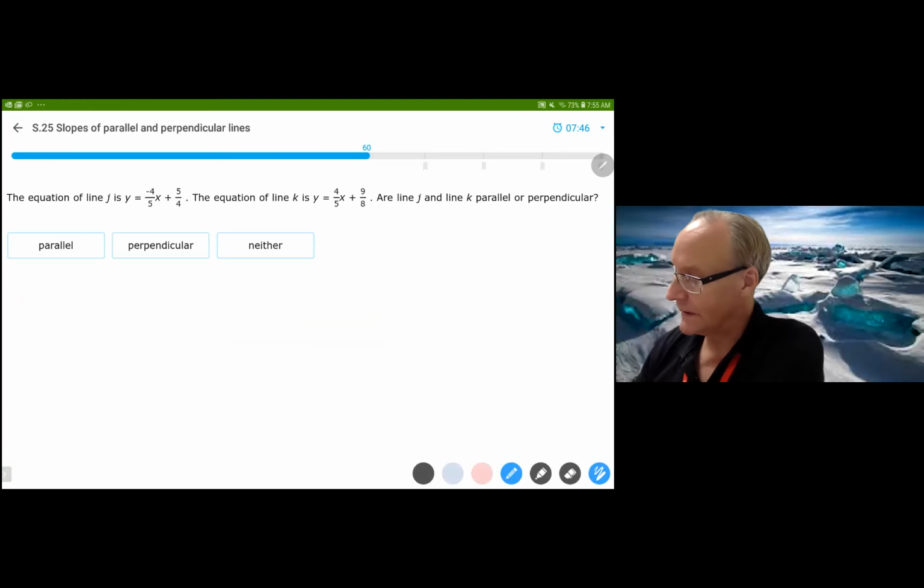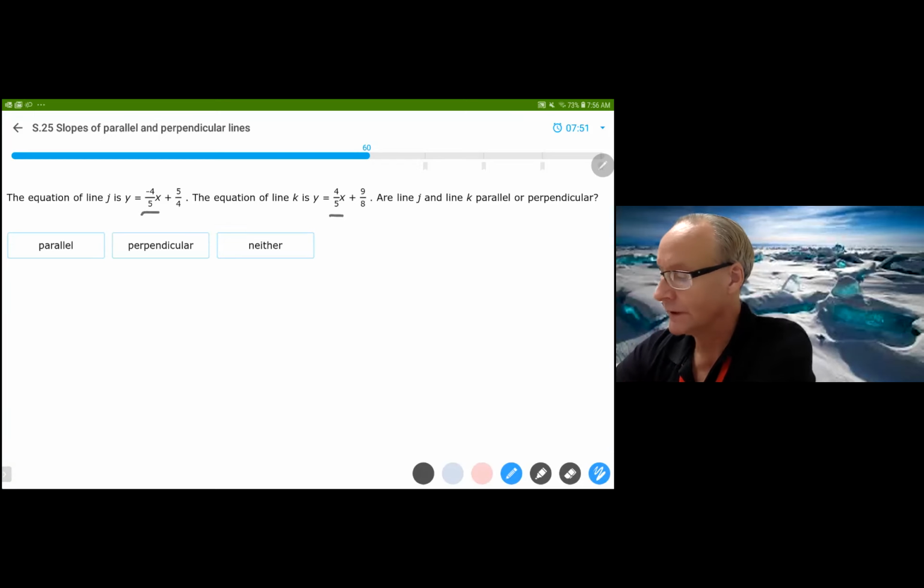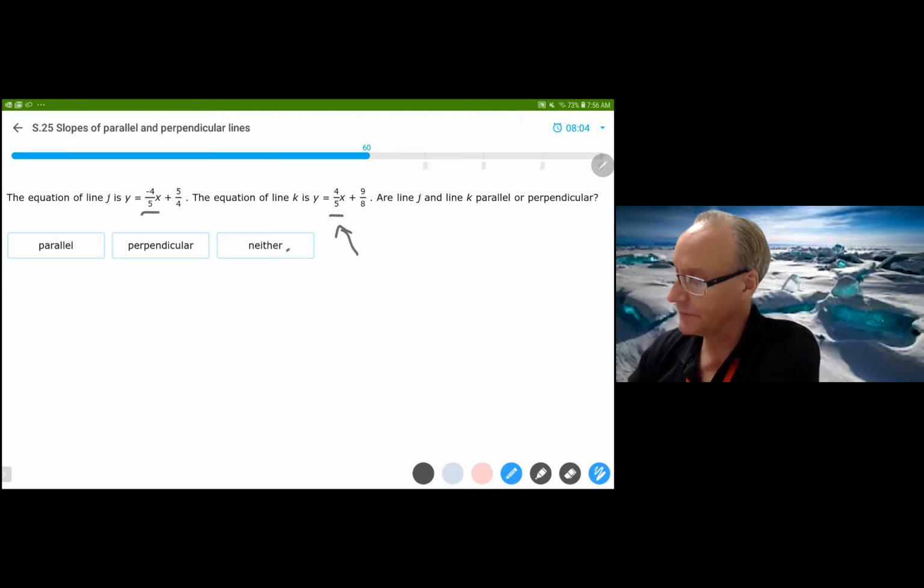Okay, so these are negative slopes, but they're not negative reciprocals of one another, and they're not equal. So it's going to be neither. They're just trying to trick you. If this slope had been 5/4, then they would be perpendicular. Or if it was -4/5, then they would be parallel, but it is neither.